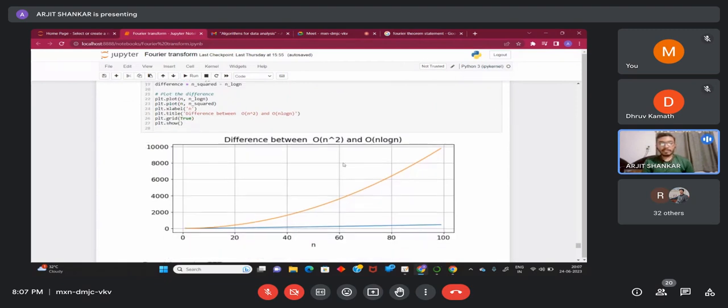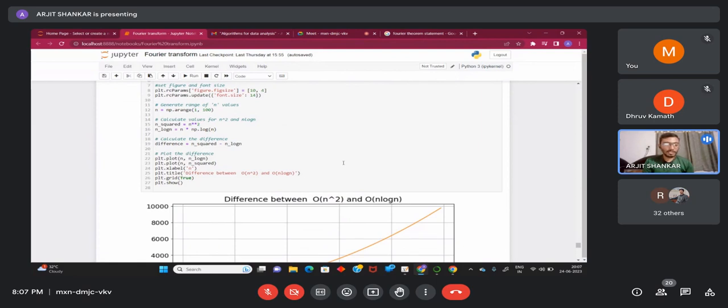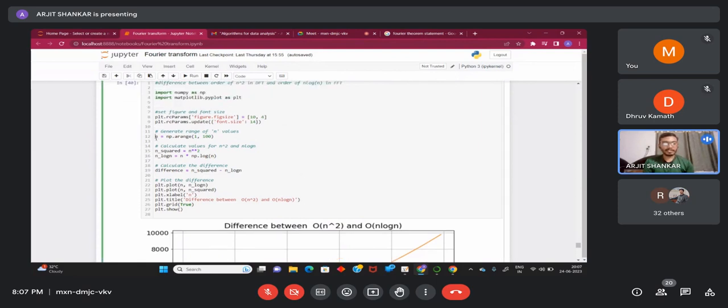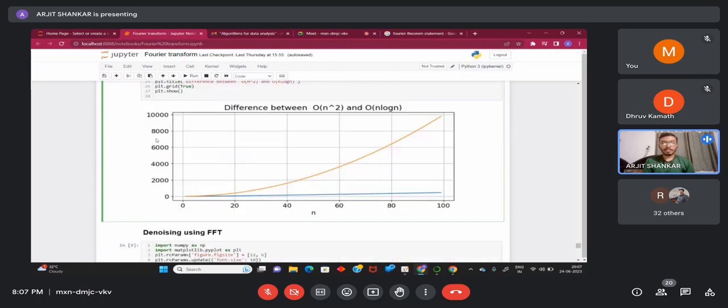So this shows you the difference. If I go through the code, it's pretty simple. I've just defined one array from 1 to 100, and then I've defined two different functions, n square and n log n. That's it, and I've plotted both of them. So this is n log n, the blue one, and the red one is your n square. So you can see that n square is pretty big.